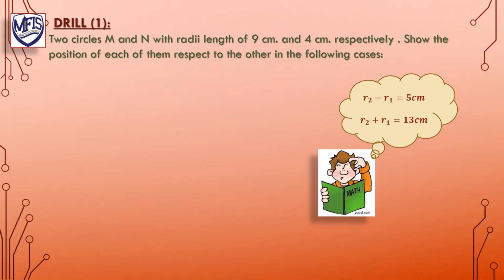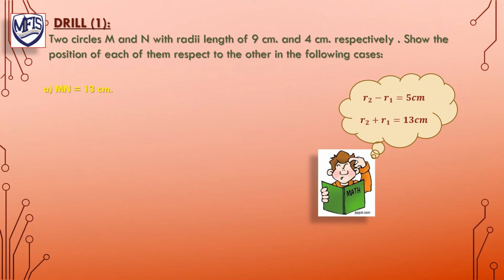If MN is greater than 13, the two circles are distant. If MN equals 13 centimeters, the sum of the two radii, then they are touching externally. If the length of MN equals 5, the difference between the two radii, the two circles are touching internally. If MN is between 5 and 13 centimeters, the two circles are intersecting. When MN is less than 5, less than the difference, one circle is inside the other, and if MN equals 0, the two circles are concentric.